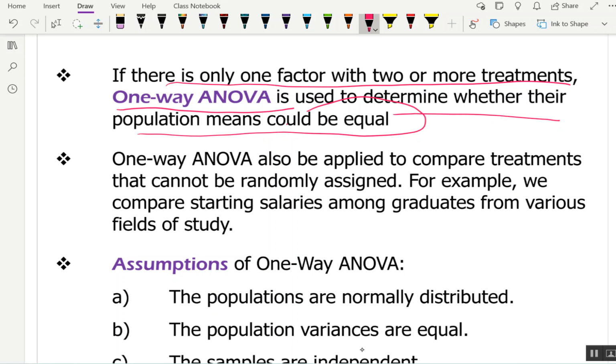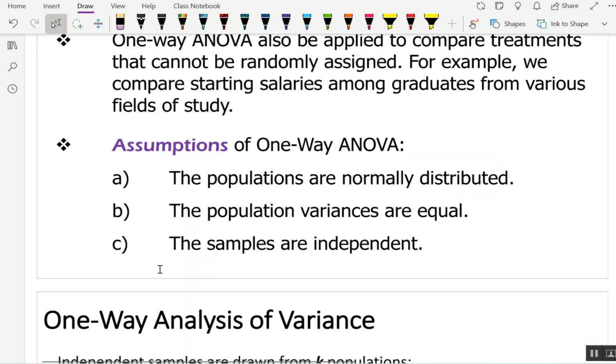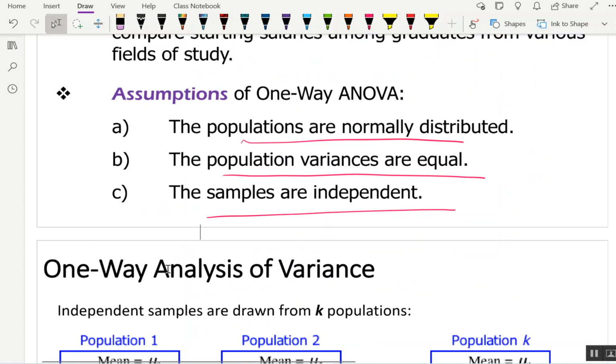Of course, it cannot be randomly assigned because each of these individuals will get their own specific amount of salary, so it cannot be randomly assigned. Okay, and then the other assumptions of one-way ANOVA: the populations are normally distributed, the population variances are equal, and the samples are independent. So basically this is back to the definitions of this ANOVA.